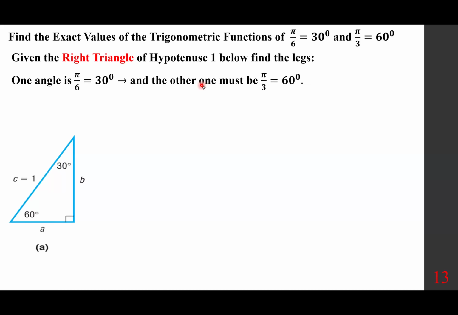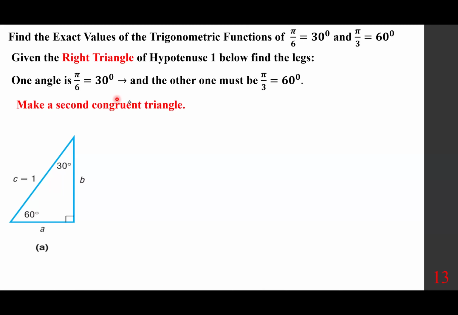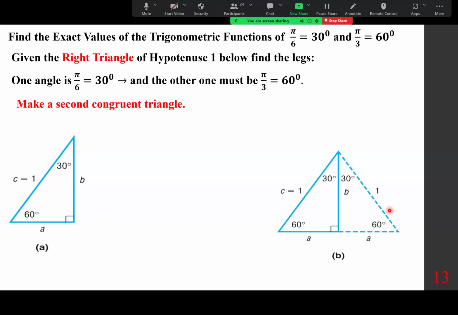So one angle is 30 or pi over 6. Another one is 60 or pi over 3. That's on purpose. Make a second congruent triangle. Make an equal one in essence and put it next to it. When we do that, what happens? This is 30, this is 30, this is 90, this is 90, and this is 60.